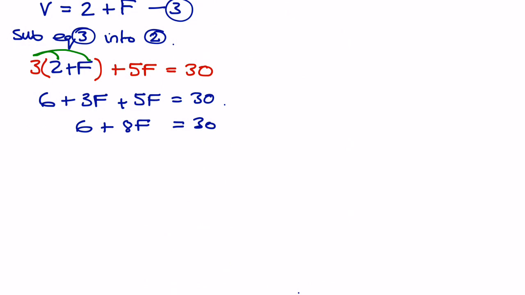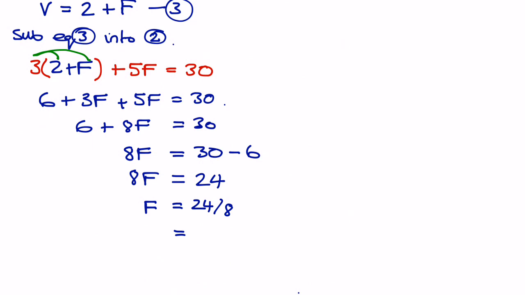Okay, so our next step from here is to solve this linear equation that we now have. So to solve this equation, I'm going to want to subtract the 6 away from the 8f on the left-hand side here by subtracting 6 from both sides of the equal sign. Okay, and that will leave me with 8f is equal to 30 minus 6. And 30 minus 6 is equal to 24. And then to get rid of the coefficient of f here, or this 8, I need to divide both sides by 8, which will leave me with f is equal to 24 divided by 8, which gives me 3. So f is equal to 3.